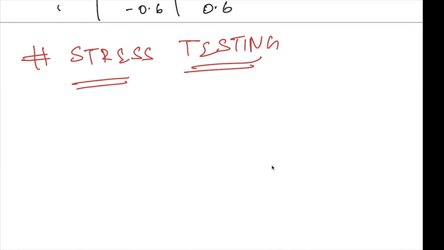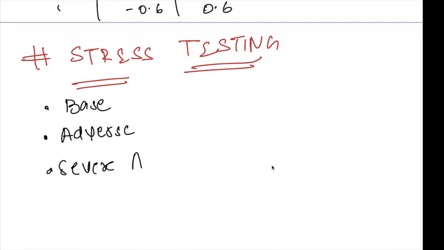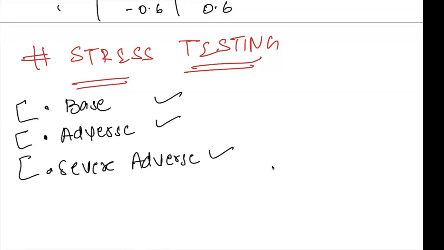This is where DFAST, as I said, I've worked extensively on DFAST. So in stress testing, there are three scenarios. Let me tell you what the scenarios are: base, adverse, severe adverse. So these are the three stress testing scenarios that every bank has to follow: base, adverse, and severe adverse.